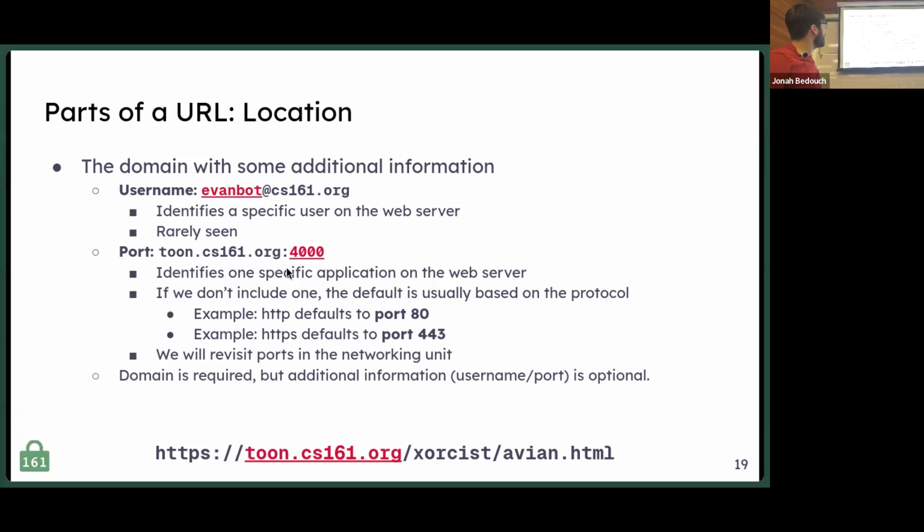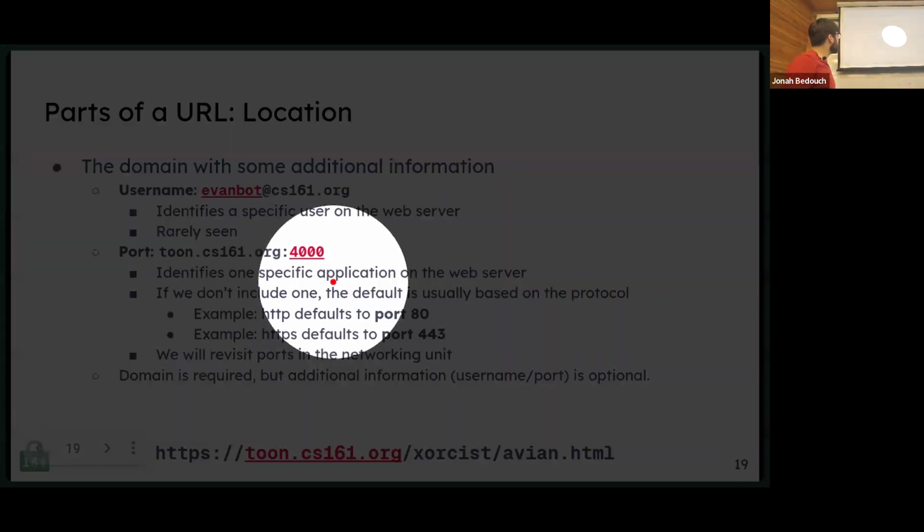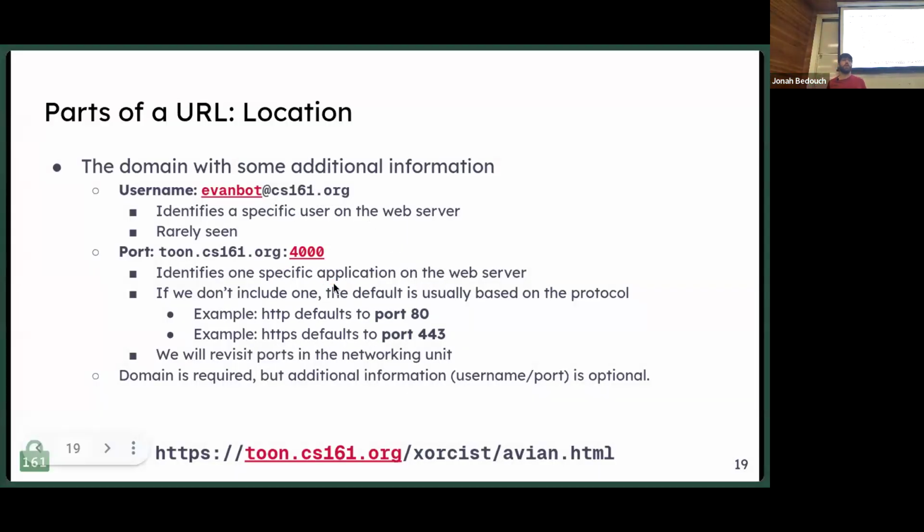And then you have a port, which is a way of identifying one specific application on a web server. If I want to talk to Tanya, for instance, over the internet, I can find Tanya's domain. But if I send her packets, her computer is not going to know what to do with them. It's going to say, I have Discord open, I have Slack open, I have YouTube open. Where should these packets go? The port tells us which application to actually route our packets to.